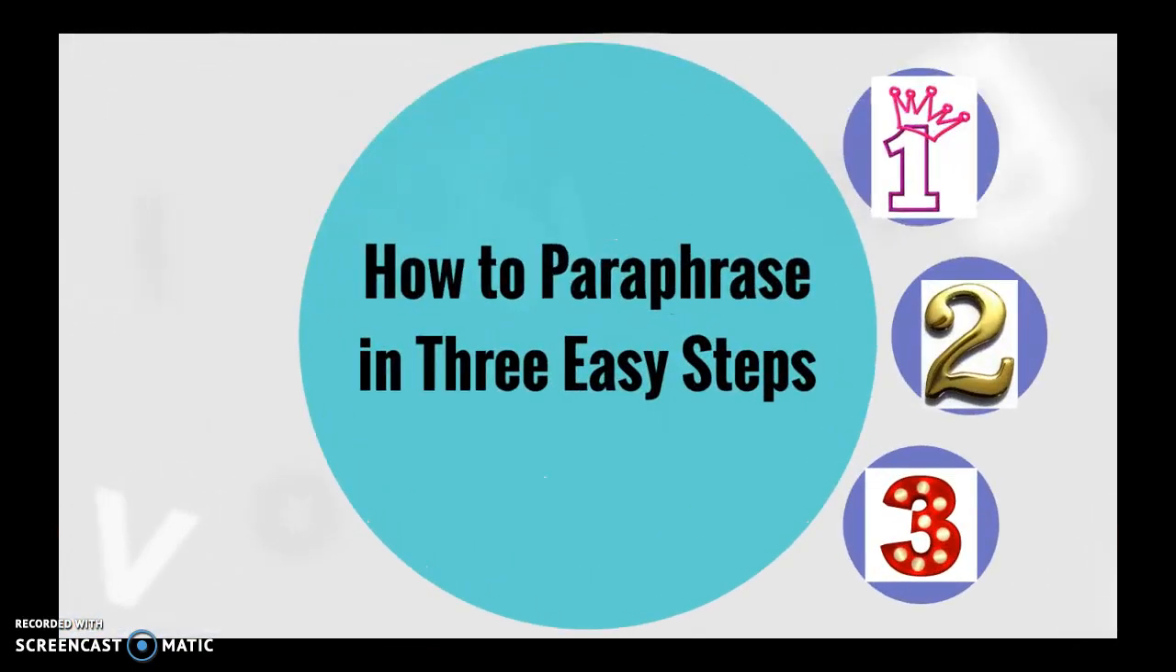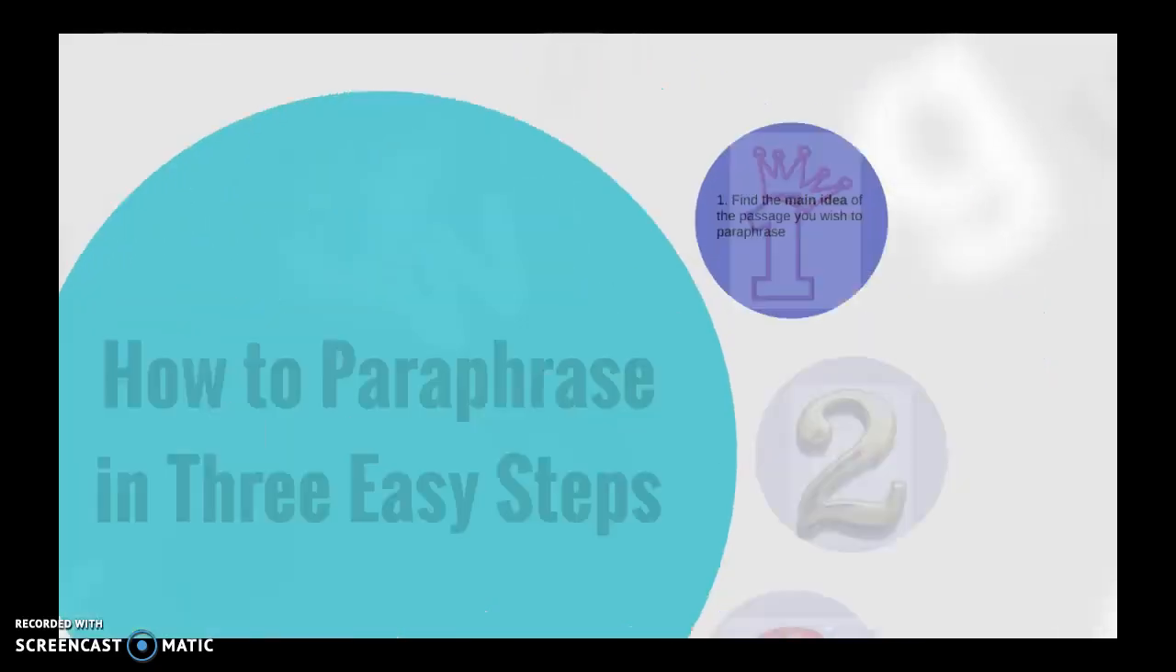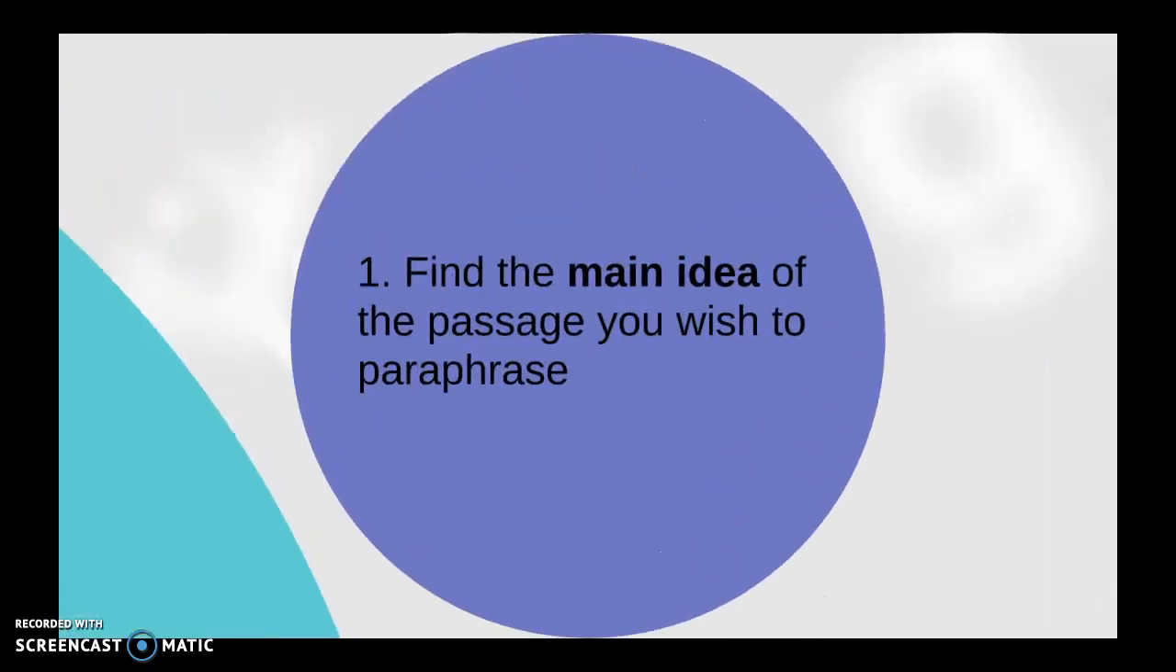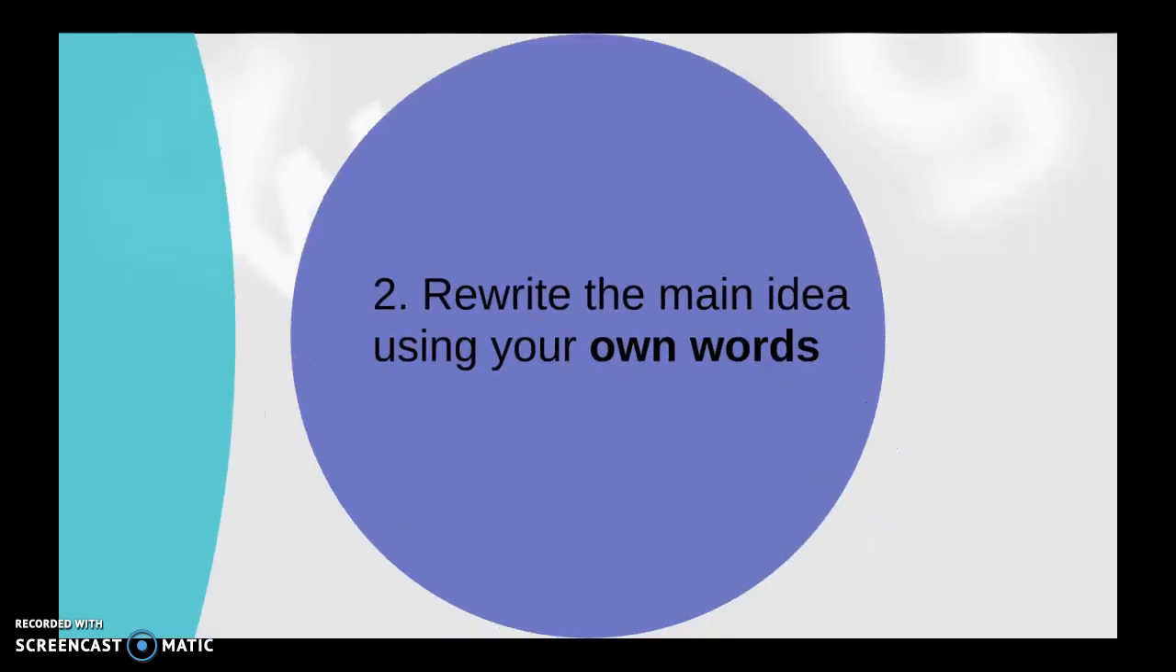We're going to look at the 3 easy steps that help us paraphrase. So first, you want to find the main idea of the passage you wish to paraphrase. So ask yourself, what is the author saying here? What is the point? Then the second step is to rewrite these main ideas using your own words.